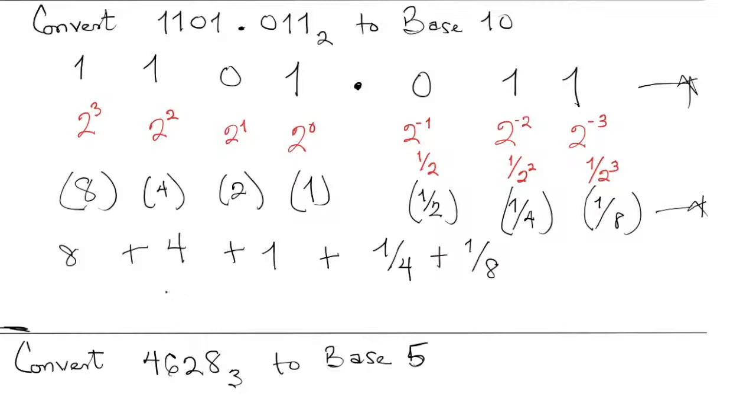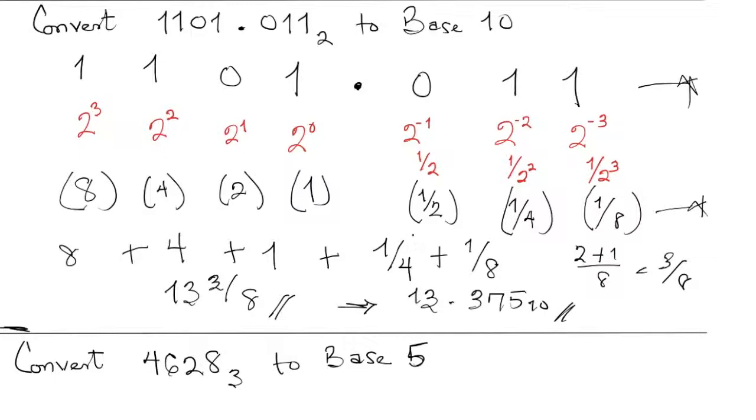If we add this up, we have 8. This is into 8 divided by 4 is 2. 2 times 1 is 2. 8 divided by 8 is 1. 1 times 1 is 1. So we have 3 over 8. So that is 13 and 3 over 8, and that's exactly how you convert between bases. If you want to write that down in decimal, that's 13.375 in base 10, and that's your answer. It's as simple as that.